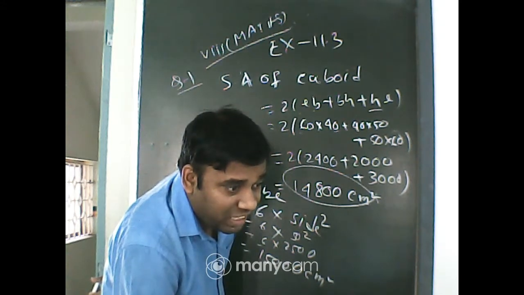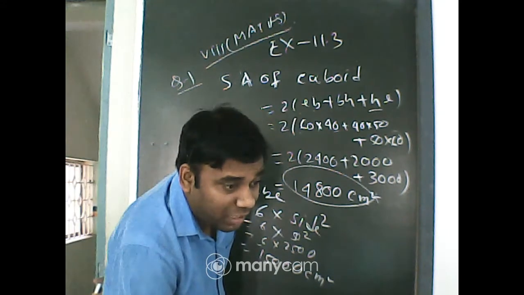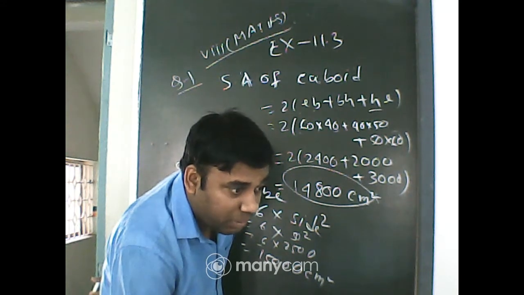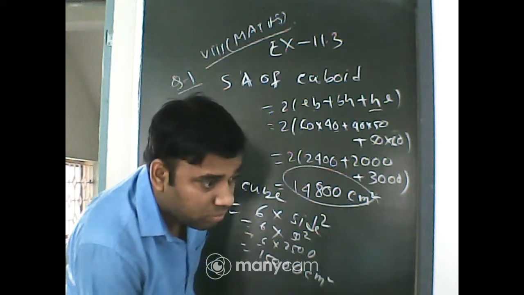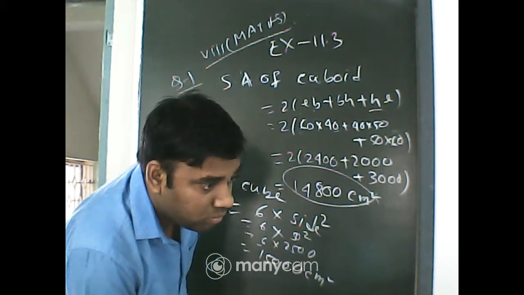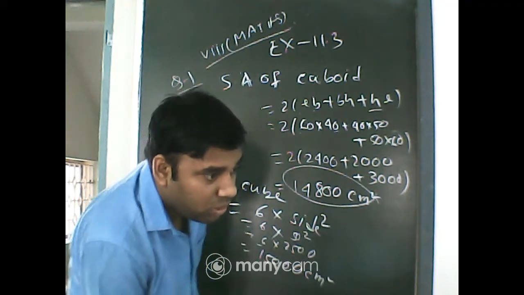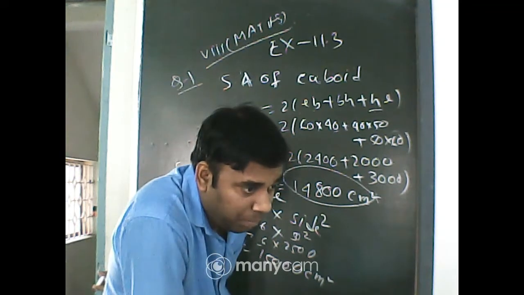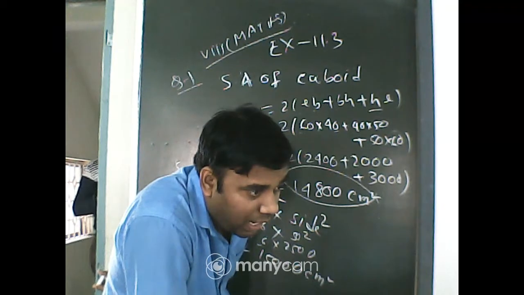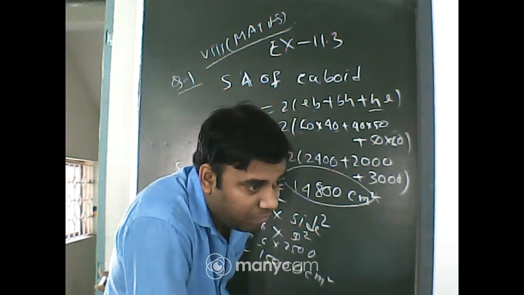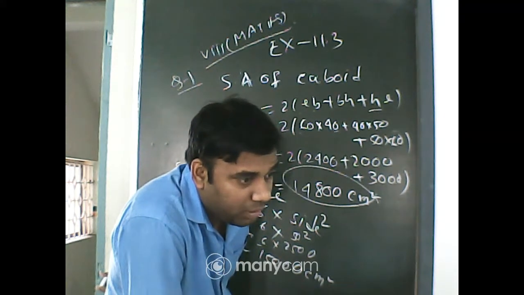Okay. Question number 2, solve at your home. Read question number 3. The shape of the garden in the middle is a semicircle, with semicircles at the ends, as shown in the diagram. Find the area of the garden.